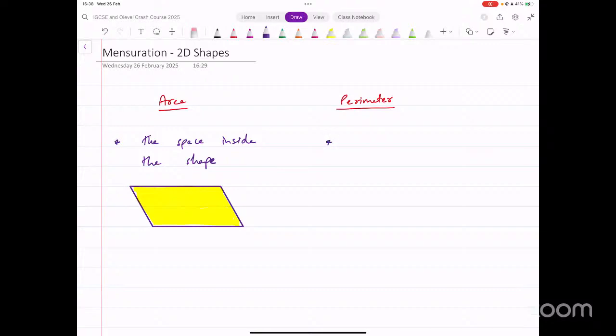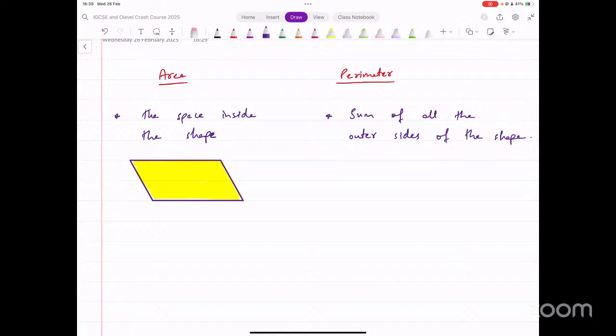What about perimeter? Perimeter is the sum of all the outer sides of the shape. That's the perimeter. Now, for instance, if you have a parallelogram like this, the perimeter is going to be the sum of these sides. There are four sides that we have. We can call this A, this B, this C, and this D, for instance. What's the perimeter going to be in this case? The perimeter is just going to be the sum of all of these sides. That's A plus B plus C plus D.